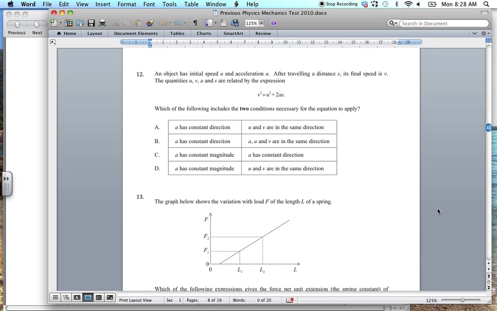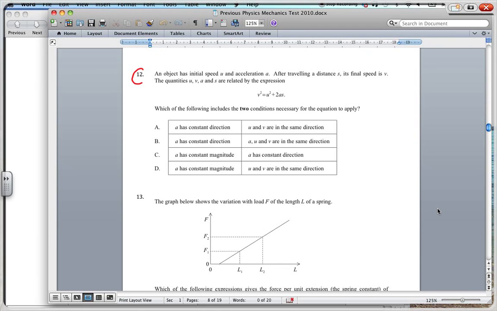Okay, so we are looking at question 12 over here. An object has an initial speed u and acceleration a. After traveling a distance s, its final speed is v. The quantities u, v, a, and s are related by this expression. Now we know this expression we can find in our data booklets, and all of these are dealing with uniform accelerated motion. So which of the following includes the two conditions necessary for the equations to apply?